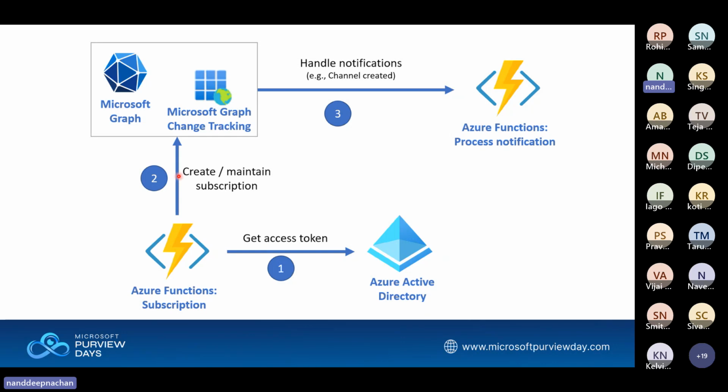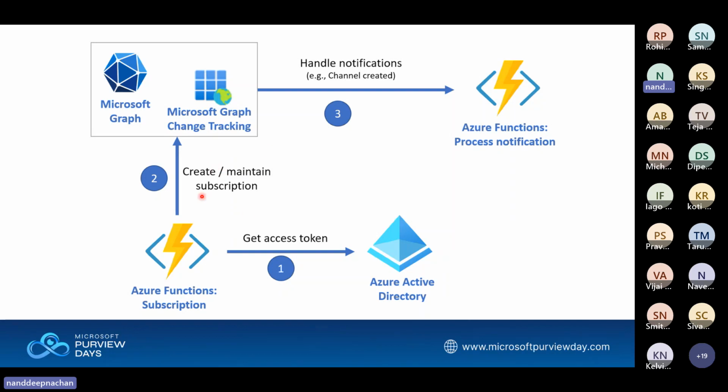subscription. So few of the graph endpoints have got subscription notification for 60 minutes. Few of them have got validity for 1 year, or many more. So based on what kind of a resource that you want to hook to, there is an expiration associated with that. So that's the reason we need to go ahead and maintain that subscription as well.